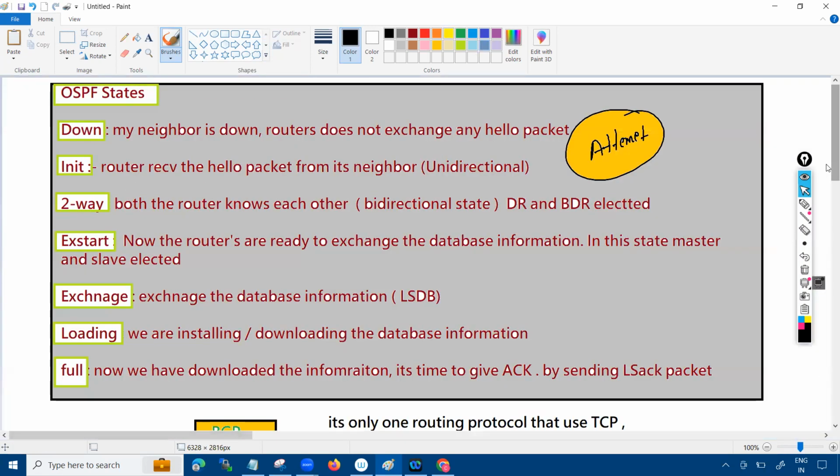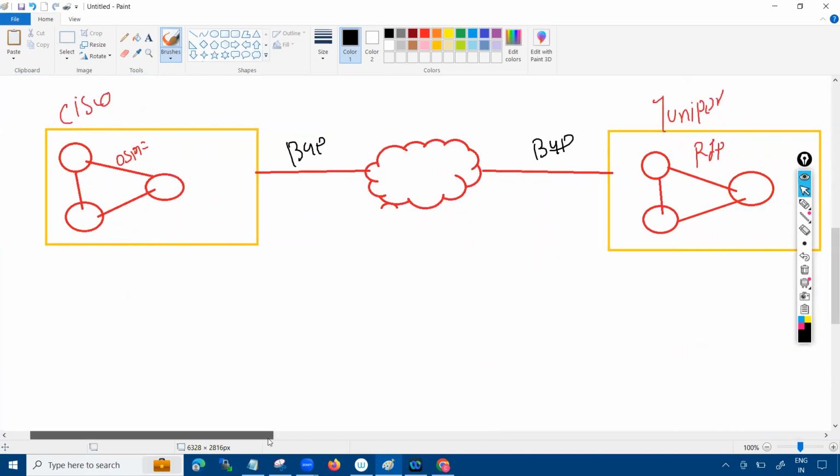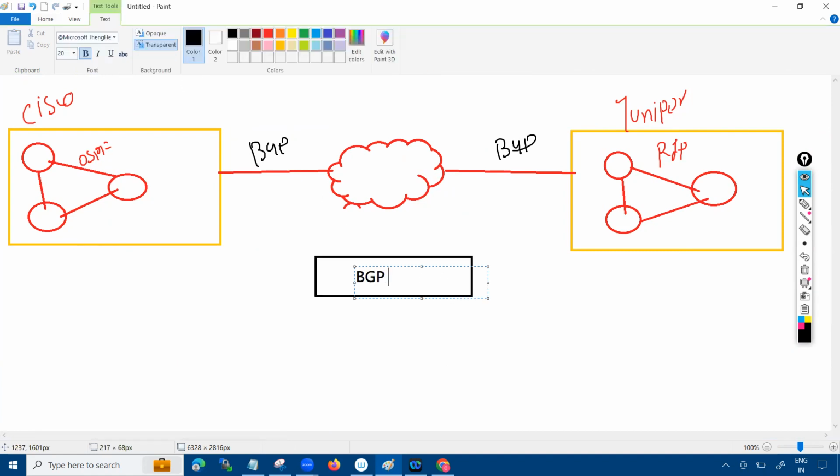Now, if I talk about BGP, it is an application layer protocol. It's a layer 7 protocol, and BGP has two flavors. If I talk about the flavors of BGP, BGP itself has two protocols. BGP stands for Border Gateway Protocol.